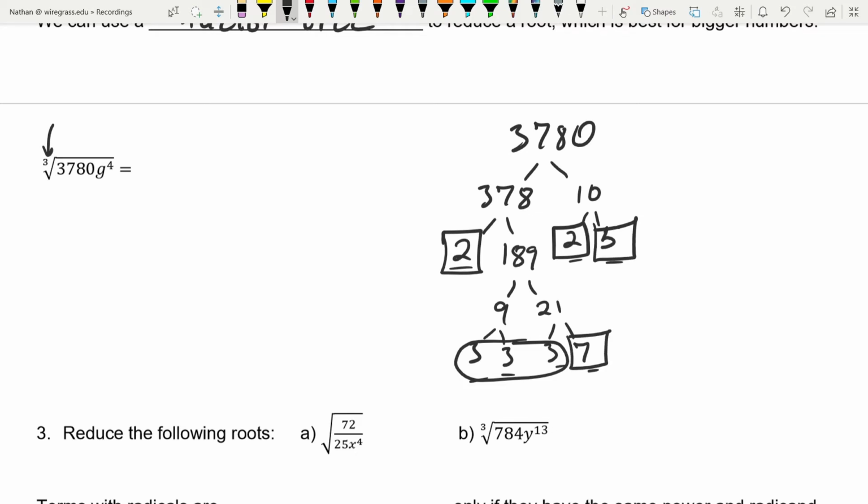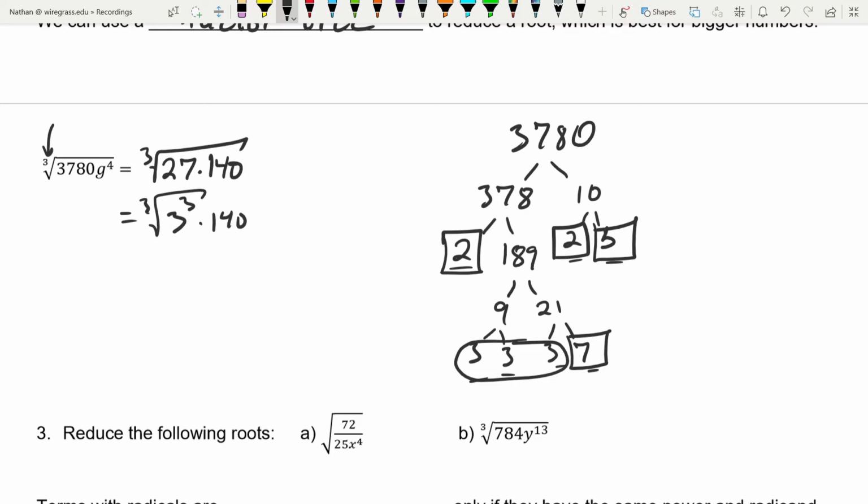So what that means is that we can take out a single 3 from the outside. 3 3s is the same thing as saying there's 27, which is 3 cubed. 27 is inside of 3780. So in other words, I can rewrite 3780 as the cube root of 27 times, let's see, 3780 divided by 27 is 140. And 27 is the same thing as 3 cubed.